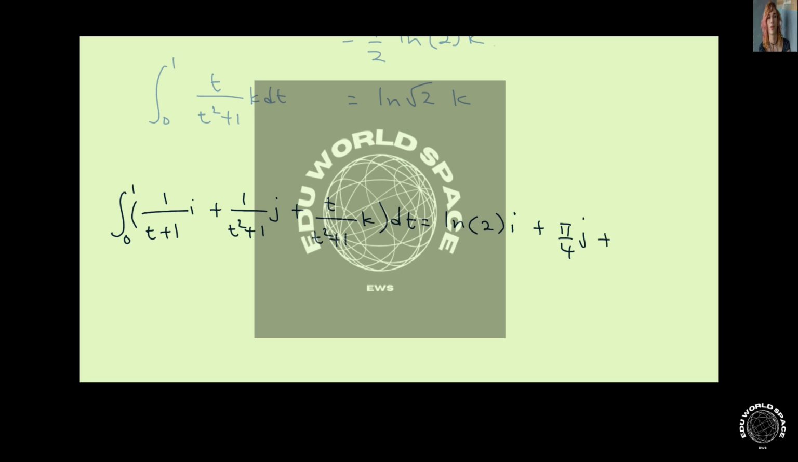So the whole of the integral is equal to ln 2 i, then plus pi on 4 j, then plus the last one, which we had as ln square root of 2 k.